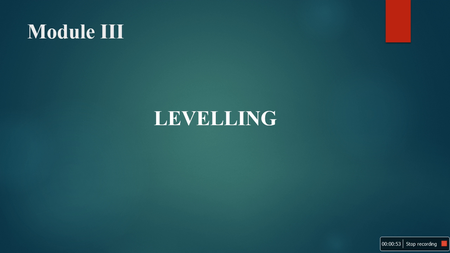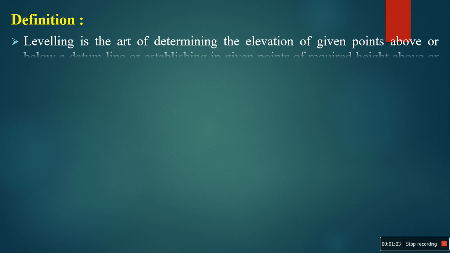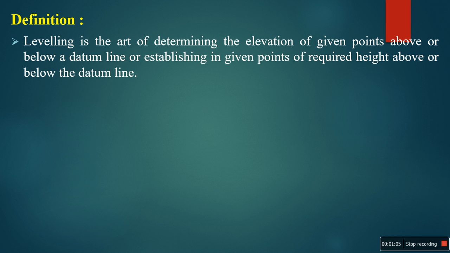Welcome to the class. In this class we start with the module number 3, that is leveling. Start with the definition of leveling. Leveling is the branch of surveying. The main object of the leveling is for determining the elevations of given points with respect to the given datum line, or the second object is establishing points at a given elevation with reference to the datum line. So leveling means what?